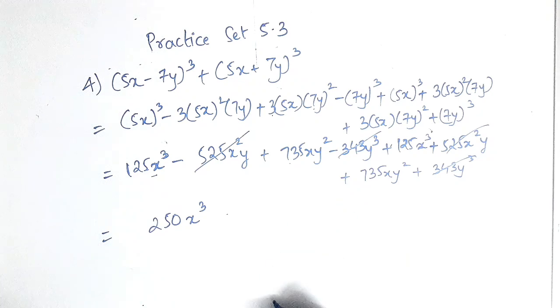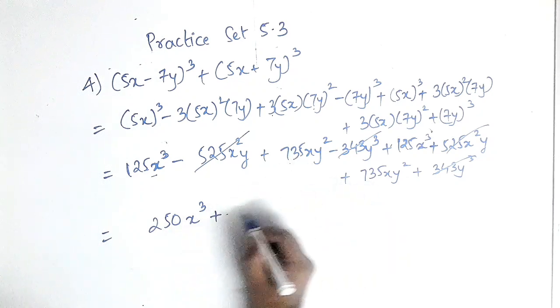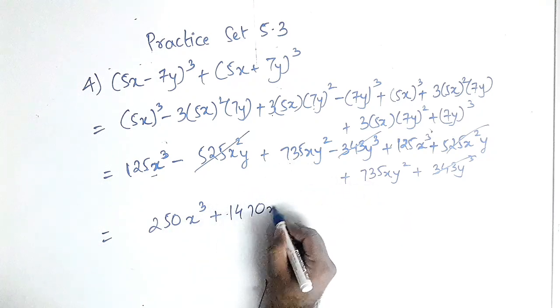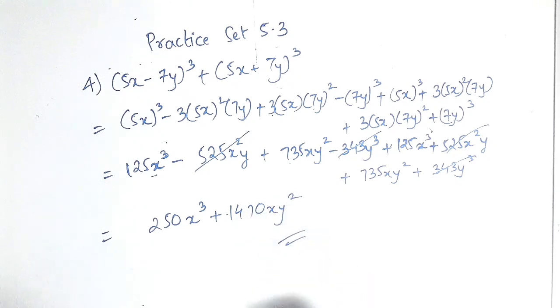What is 700 plus 700? 1400, or 1400 plus 35 plus 35 is 70, 1470xy square.